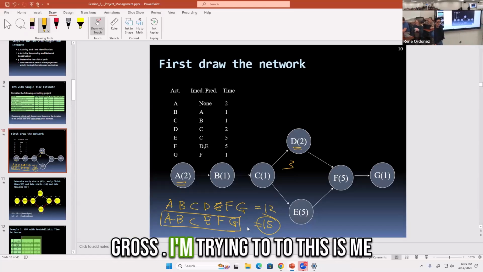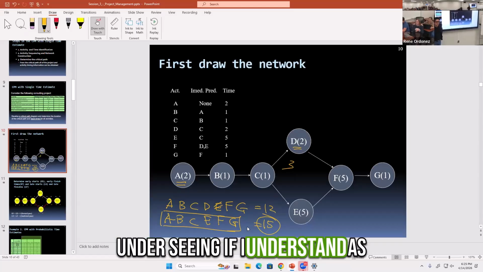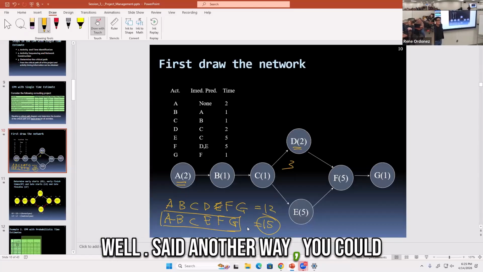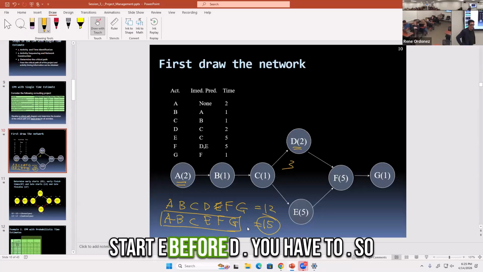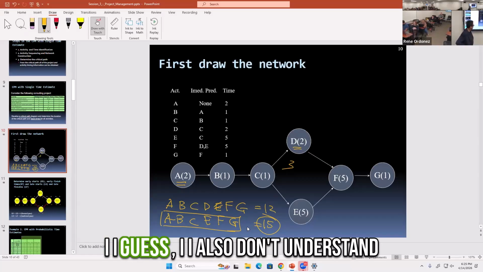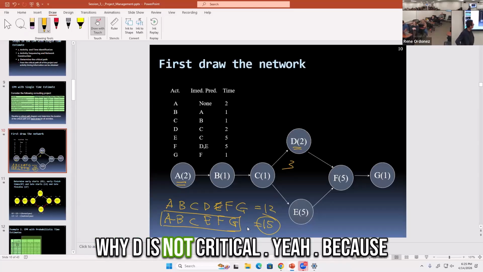I'm trying to see if I understand as well. Said another way, you could start E before D. No, you have to start E before D. Okay, so then I guess I also don't understand why D is not critical.